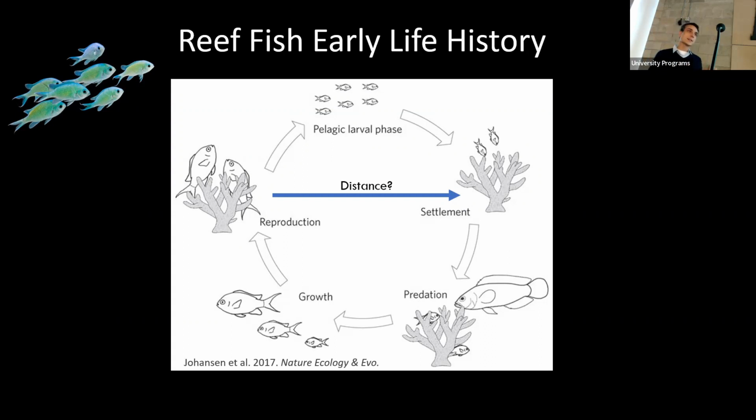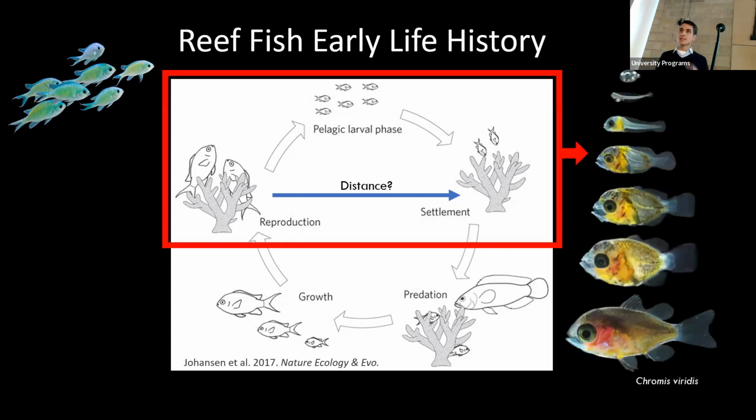And I want to emphasize that larvae are often incredibly small. Here we have a developmental series of a green chromis, and you can see just a picture of the adults to give you some context here. These larvae are just 2 millimeters long at hatch. And you can see, there's not much going on here. You can't see any eyes developing. They're pretty early in development.